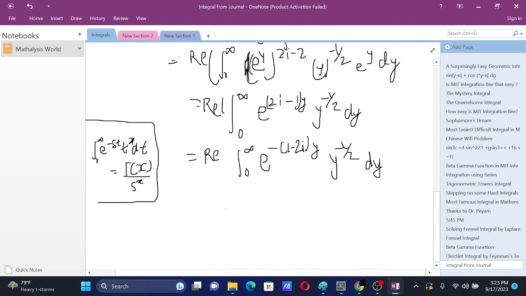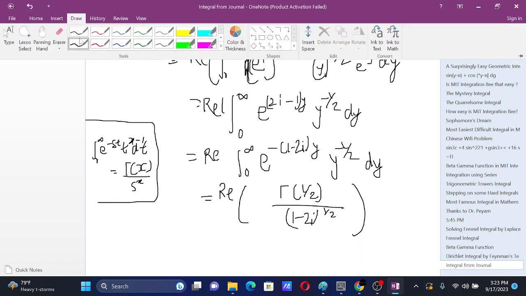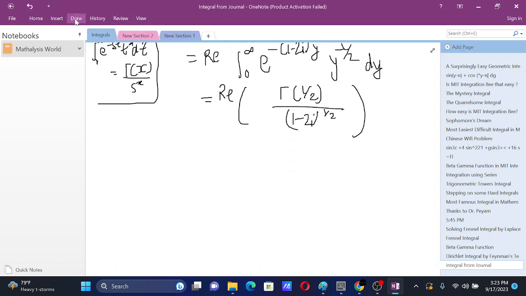Now for this one as well, this will be the real part of, again, x minus 1. Now this is just 1 by 2 minus 1, so this will be gamma of 1 by 2 over (1 minus 2i) to the power 1 by 2. Okay, so now we need to find the real part of this function, and it's not that hard actually.